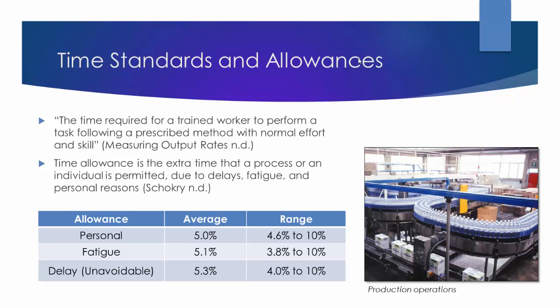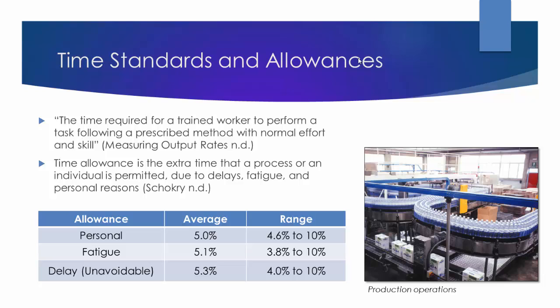And a time allowance is the extra time that a process or an individual is permitted due to delays, fatigue, and personal reasons. And within this table below, you can see that personal allowances are accounted for around 5% of the production time, fatigue 5.1%, delay, which is unavoidable, potentially 5.3%.